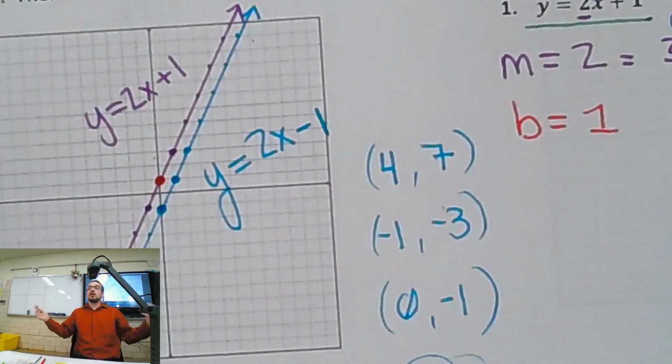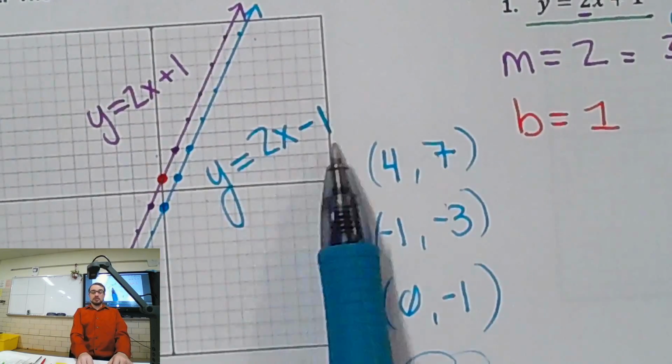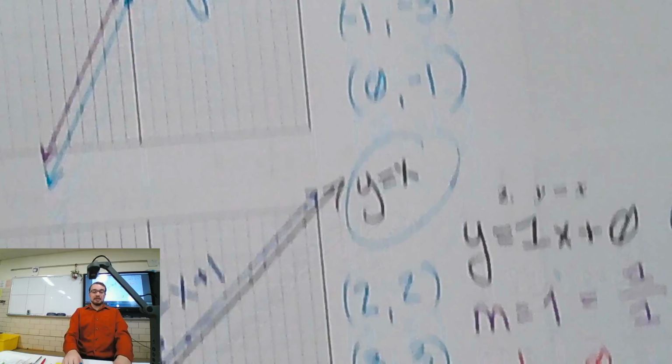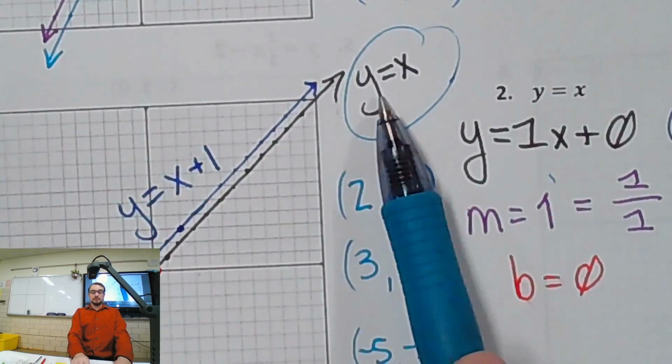Think about what this stuff means. The line represents all of the points that fit this criteria. Any point where x, when you double it and subtract 1, is y. Just like down here, it was any point where they're both the same. That's what it means.